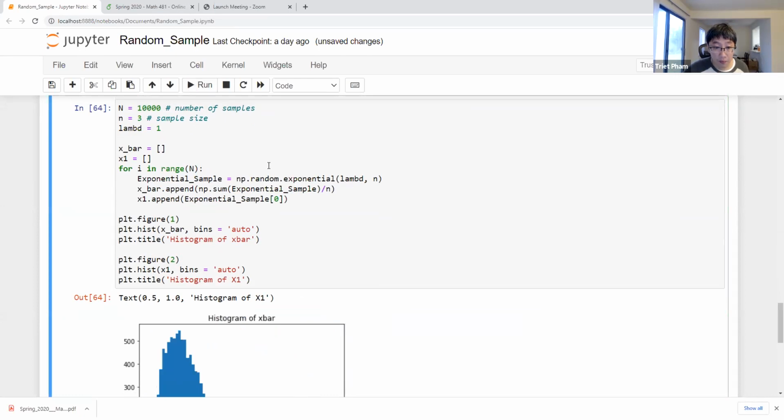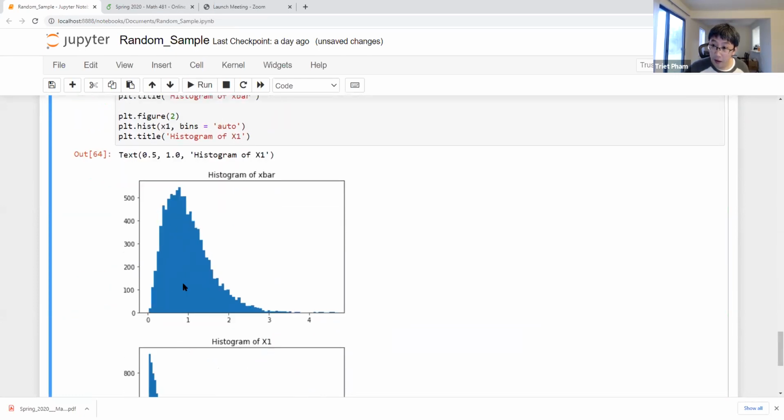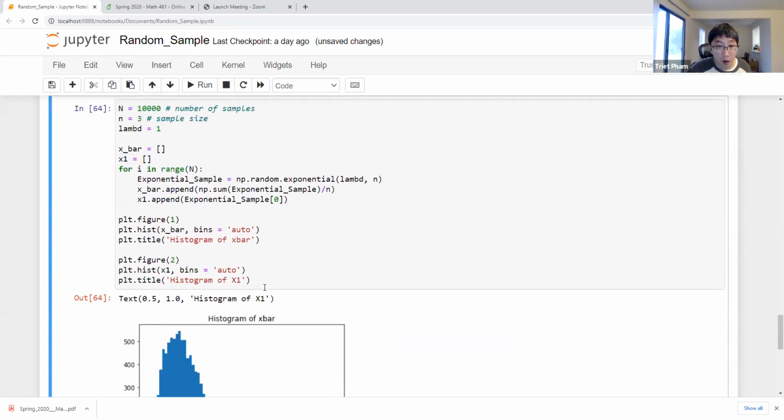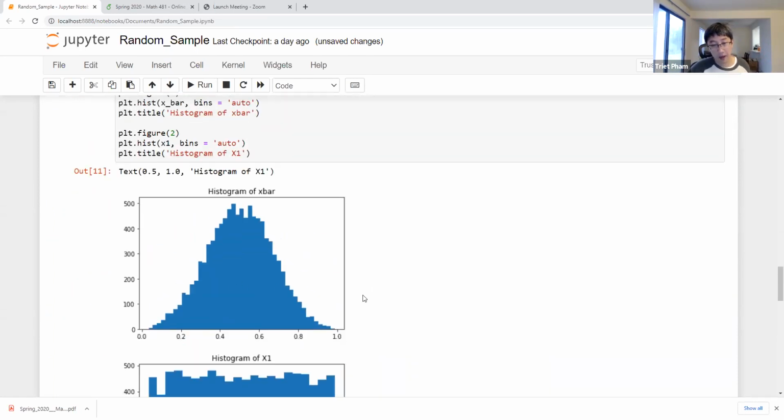Let's see if I can run it like that. You see, now that's the X bar of 3 uniforms, a sample of 3 from 0 to 1. Sorry, I'm looking at the wrong one. Sorry, this is X bar. X bar still stays between 0 and 1, but it looks more like normal. But actually, this is a quadratic shape. It's not normal. It's a quadratic shape.